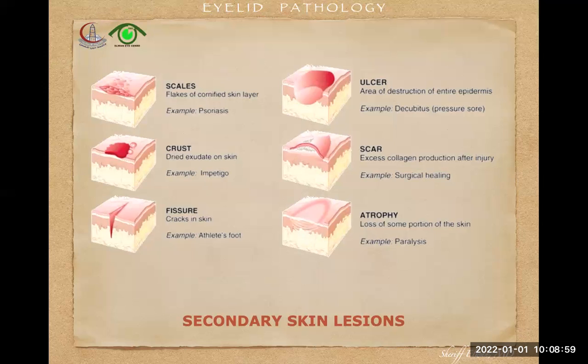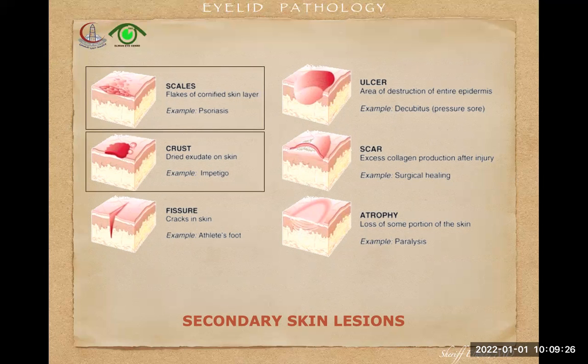And when we come to secondary skin lesions, we have the scales, where flakes of cornified skin layer, that is proliferation of the horny cell layer, is called a scale. And if this scale is covered by dried exudation on the skin, this is called a crust.